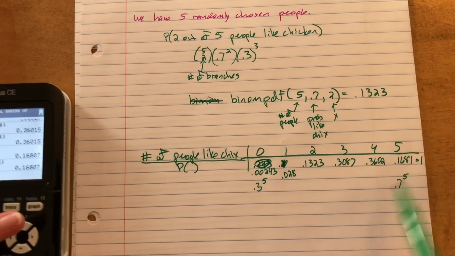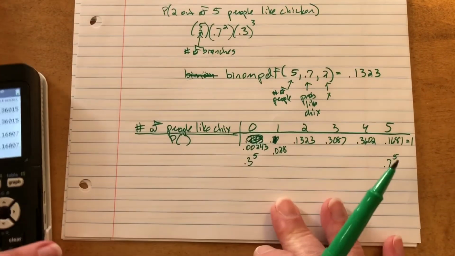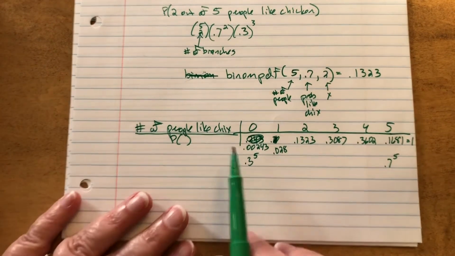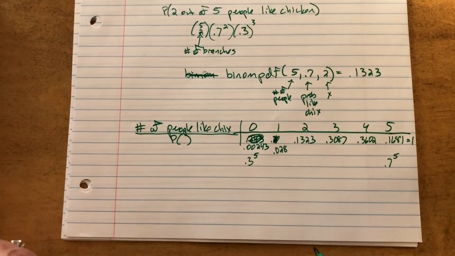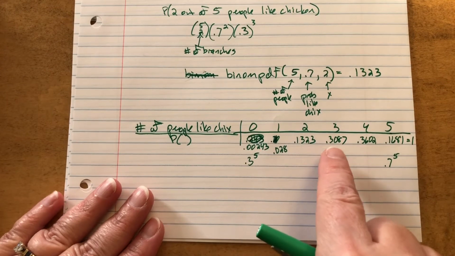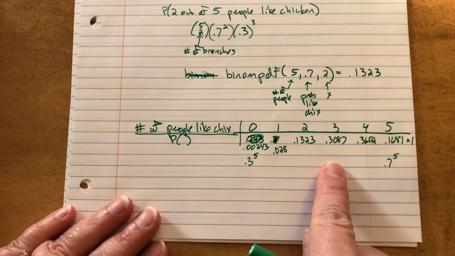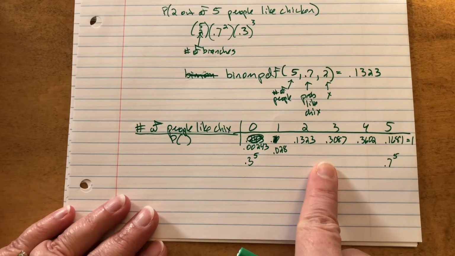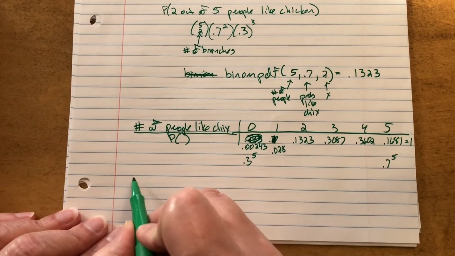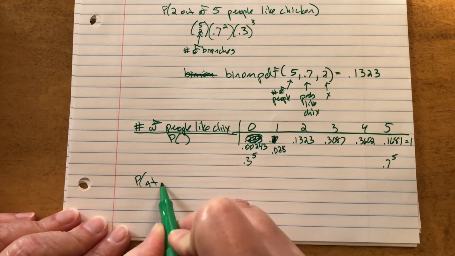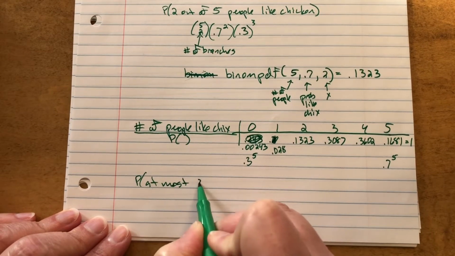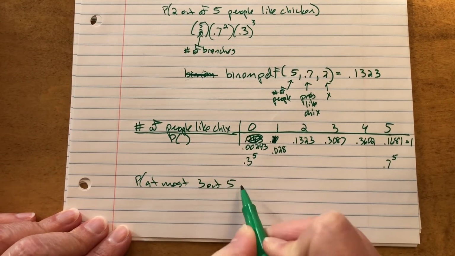So I can build this probability distribution, okay? And from this, now I can ask you even more questions. Not only can I ask you, what's the probability that 3 out of 5 people like chicken? Now I can ask you something like, what's the probability that at most, okay? So the probability at most 3 out of 5 people like chicken.